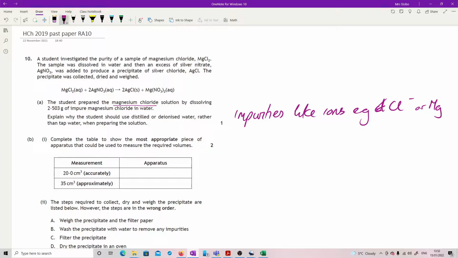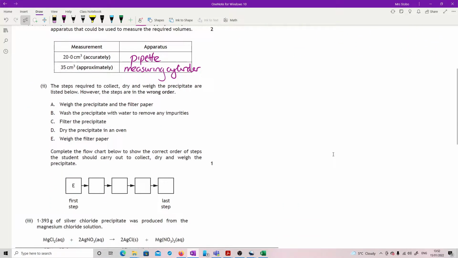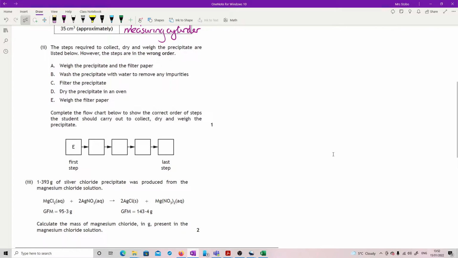Okay, complete the table to show the most appropriate piece of apparatus that could be used to measure the required volume. So basically saying there are obviously other options available, but the most appropriate. If I'm trying to accurately measure 20 centimeters cubed, I'm going to use a pipette. If I'm trying to approximately measure 35 centimeters cubed, my most appropriate would be using a measuring cylinder. That's it.